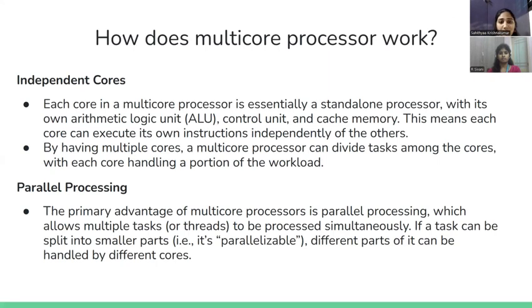Now let's see how a multi-core processor works. A multi-core processor works by integrating multiple processing units into a single chip, as we know. Here, each core operates independently and is essentially a full processor in its own right, meaning it has its own ALU, control unit, and memory.